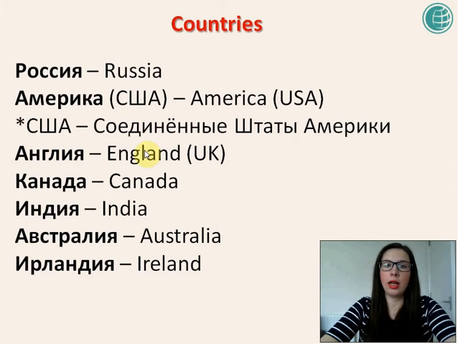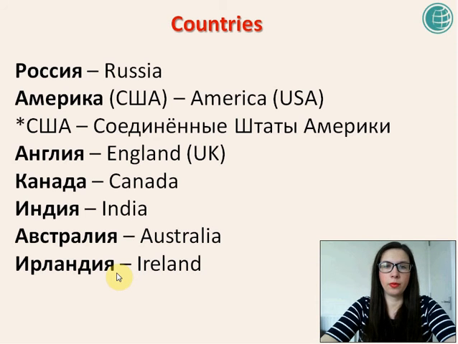Англия, England. And sometimes when we say Англия, we mean the entire UK. So it's a little bit confusing in the Russian language. Канада, Canada. Индия, India. This word is quite similar. Австралия, Australia. You just have to pronounce this V sound very clearly. Австралия. Ирландия, Ireland.